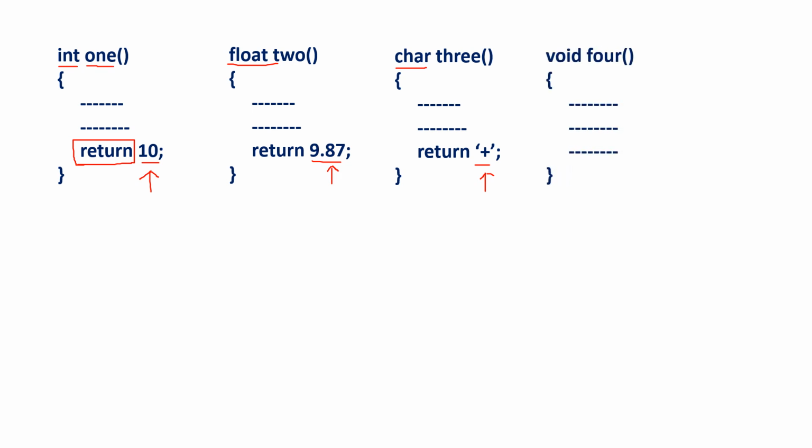Coming to the fourth example, void four. Here four is the function name and its return type is void. That means this function is not going to return any value. That's why we have not used the return keyword at the end of this particular function. If a function returns a value, then we need to specify what type of value it returns as the return type of the function. If a function doesn't return a value, then we need to specify the void data type. That means we need to specify the void keyword.